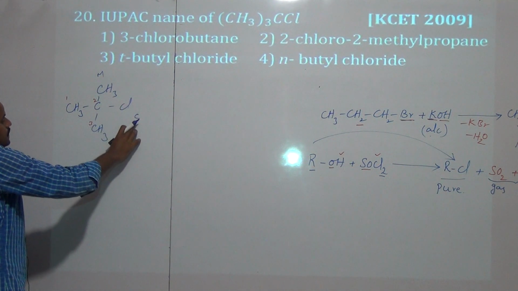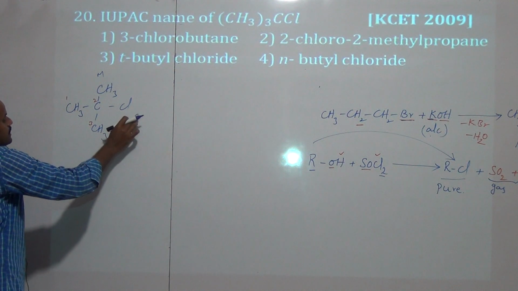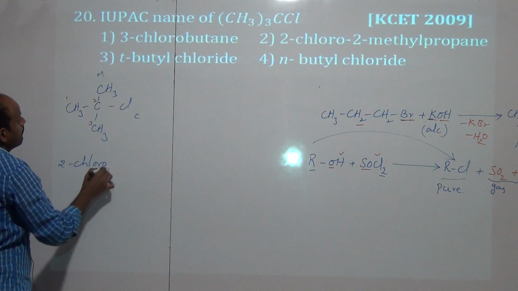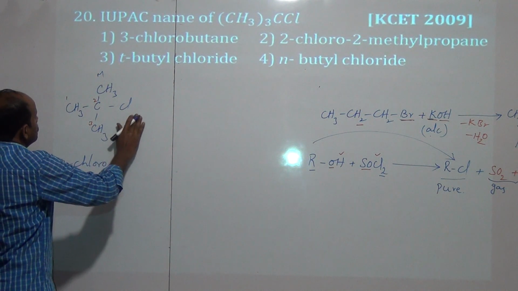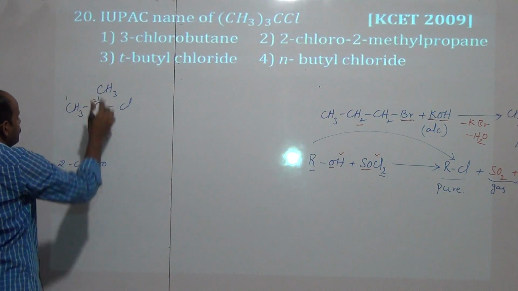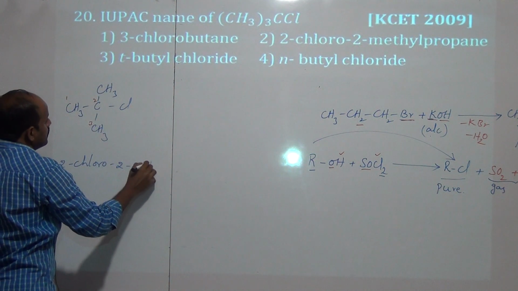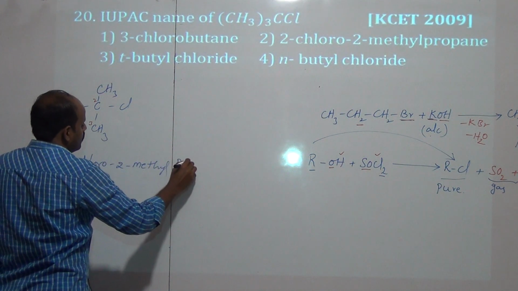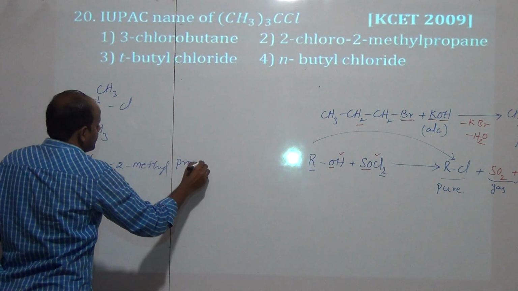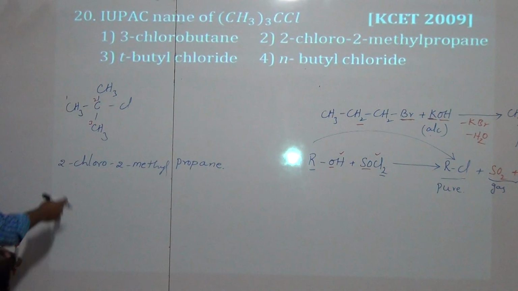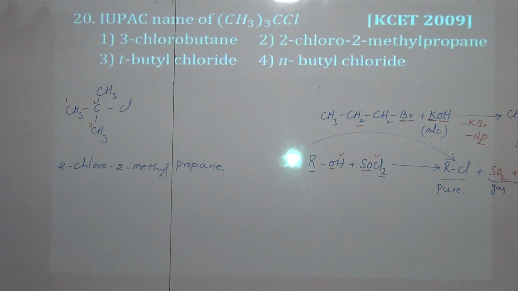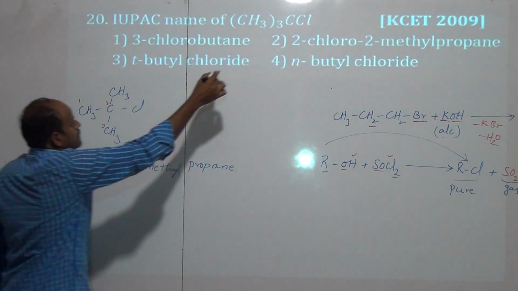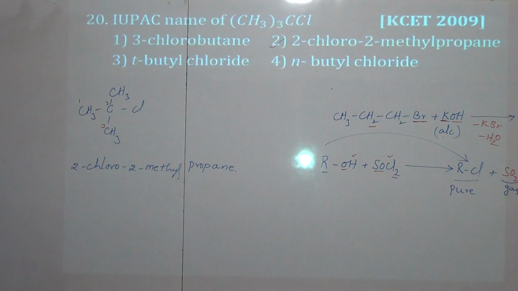It is a chloride, Cl. Which letter comes first in the alphabet? C. Thus you should mention chloro first. That is 2 chloro. Next, this other one is the methyl group. 2 methyl. How many carbons are there? 3. Prop. Only single bonds are present and it is a hydrocarbon, so ane. Thus 2 chloro, 2 methyl propane. Where is it? 3 chloro, wrong. 2 chloro, 2 methyl propane. So the second option is correct. This is the IUPAC name. Simple bit only.